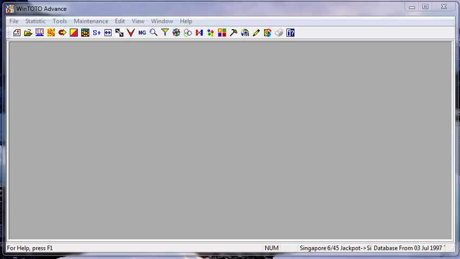What you're looking at right now is Wintoto Advance statistical software. It's also commonly known as Wintoto 2004. I believe you must be wondering where the word 2004 comes from. It is derived because we launched this Wintoto Advance in the year 2004. It was launched 4 years after we launched Win4D Advance. If you have watched the 4D video, you'll notice that Win4D Advance was launched in the year 2000, and it took us almost 4 years to launch Wintoto Advance.